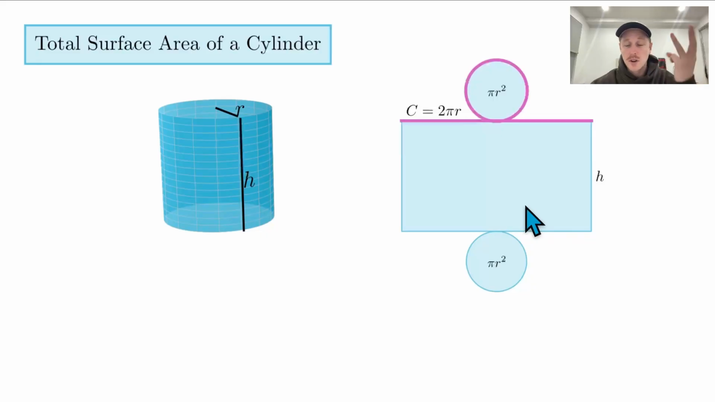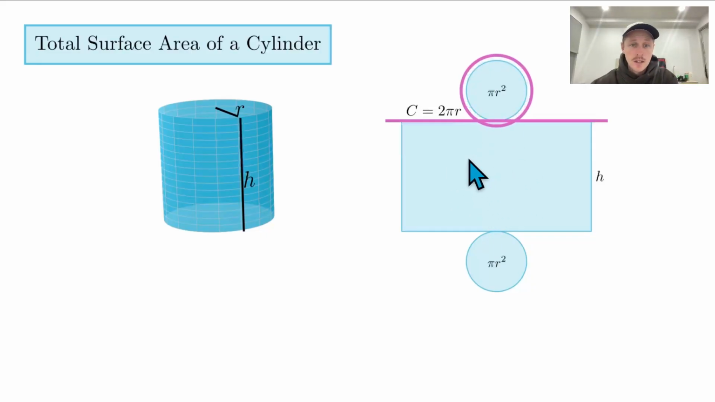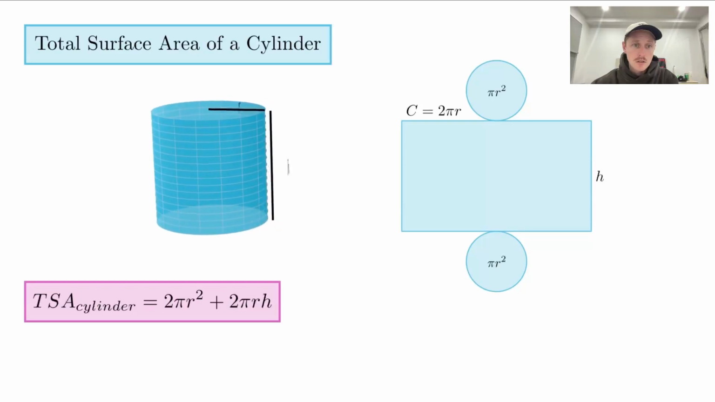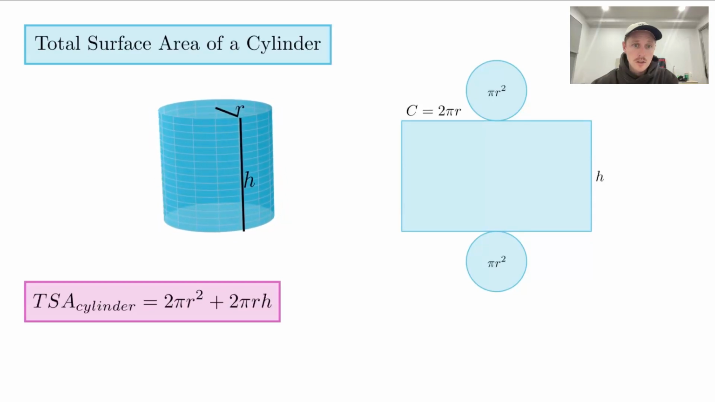So then essentially we have three areas we need to add together. We need to add the two circles and then the area of this rectangle. And the way we would do that is like this. This is what the formula is, but hopefully you can see now where it comes from. And our cylinder is going to give us a little twirl. There we go, look at that.